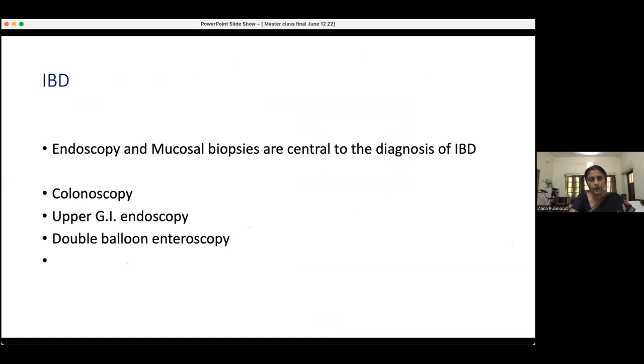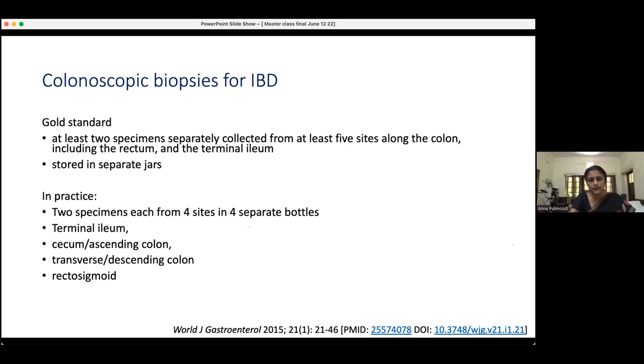So for IBD, endoscopy and mucosal biopsies are central to the diagnosis. So you know, most important is colonoscopy. Then upper GI scopies are used increasingly. And if you don't get any lesion, then you can go in for double balloon enteroscopy. So the gold standard is taking at least 2 specimens from at least 5 sites. But in our center, we take 2 specimens from 4 sites, that is the terminal ileum, cecum ascending, transverse descending, and rectosigmoid.